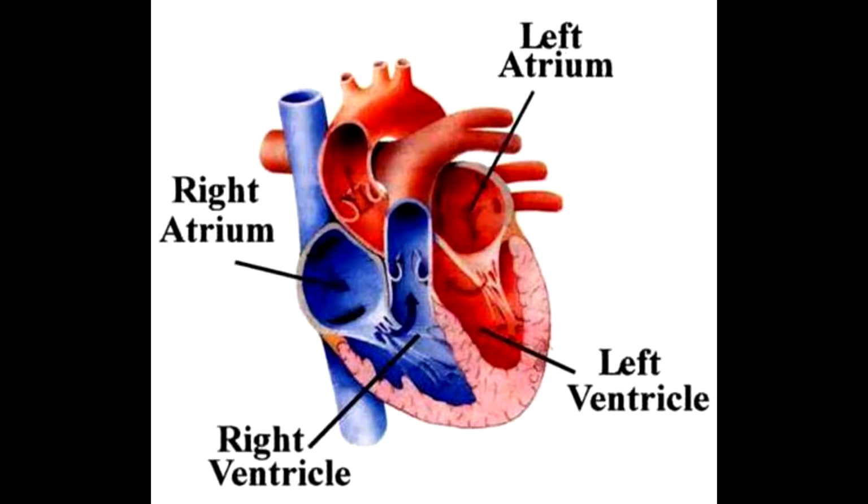Now notice the wall surrounding the left ventricle is much thicker than the wall surrounding the right ventricle. And this is because the left side is pumping blood to the rest of the body system, whereas the right hand side only pumps to the lungs.